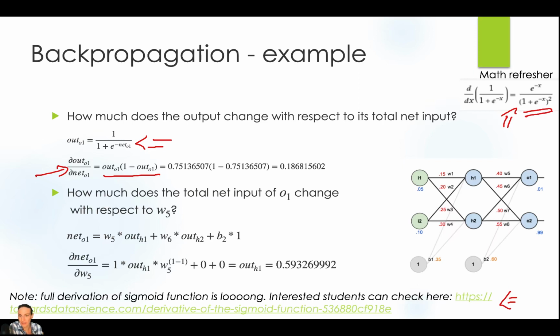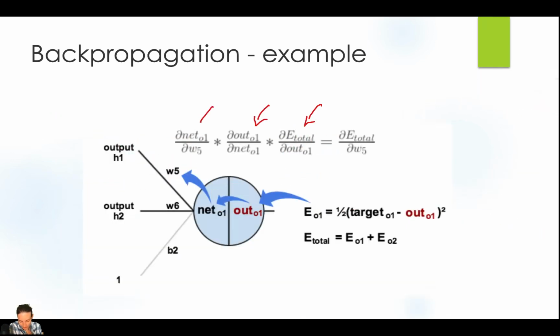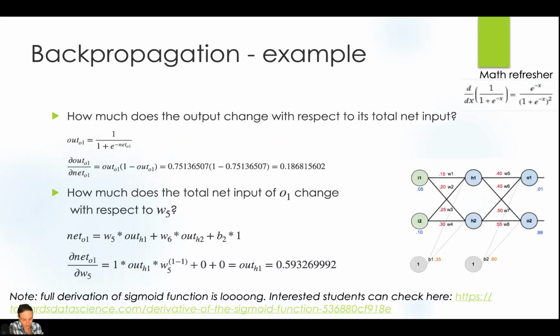But suffice it to say that the partial derivative of the sigmoid function is out O1 times 1 minus out O1. All right. So we can fill this in, again, the calculated predicted value times 1 minus the predicted value, and we get our next derivative. So how much does the total net input of O1 change with respect to W5? So a change in weight 5. This brings us to our last term we need for the partial derivative calculation, for the gradient calculation.